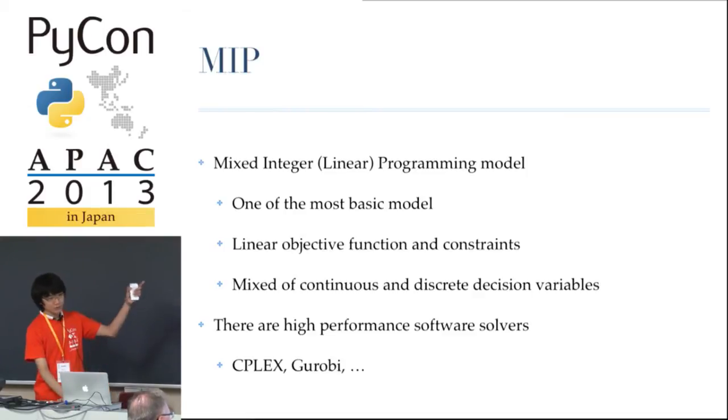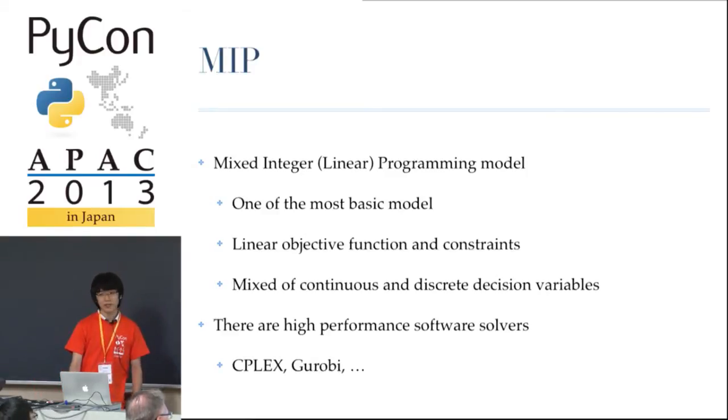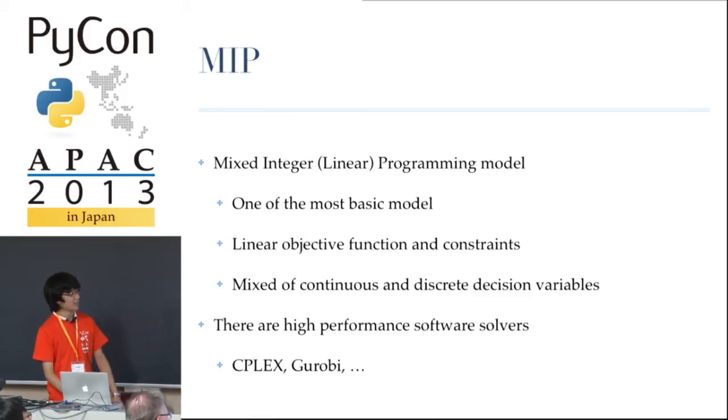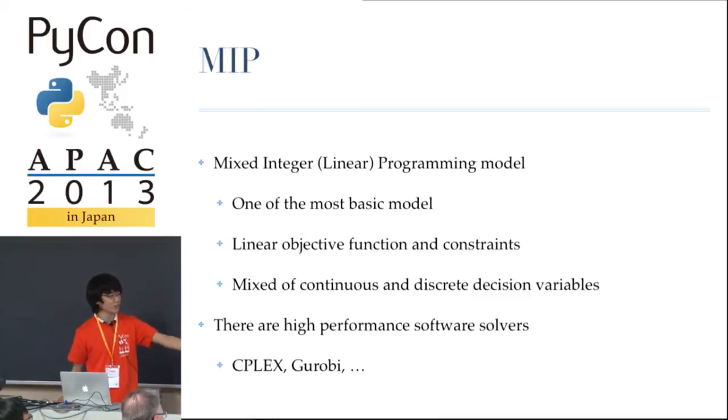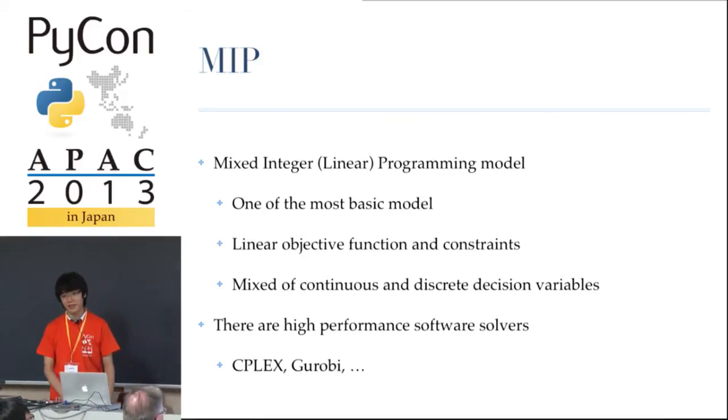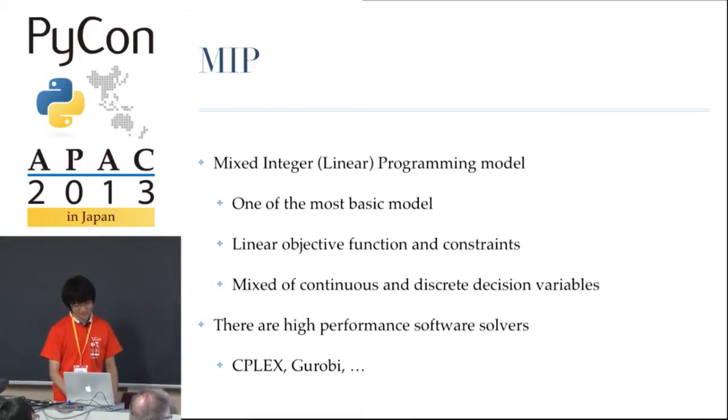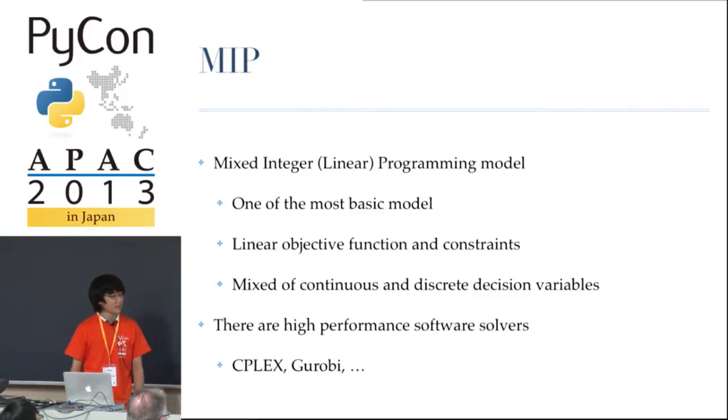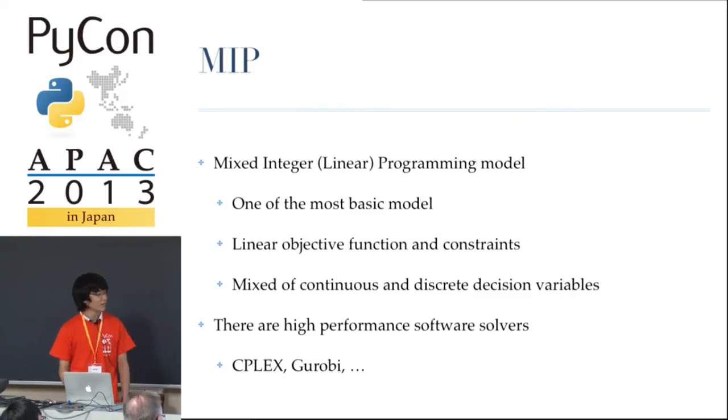To solve this problem, there are some high-performance software solvers, such as CPLEX and Gurobi. But they are commercial software and too expensive, about over 1 million yen. But for academics, we can use them freely.